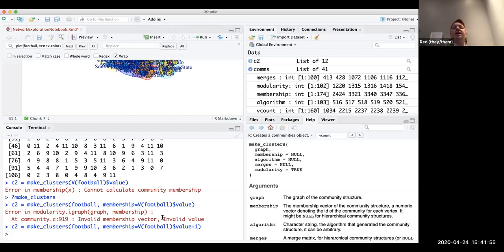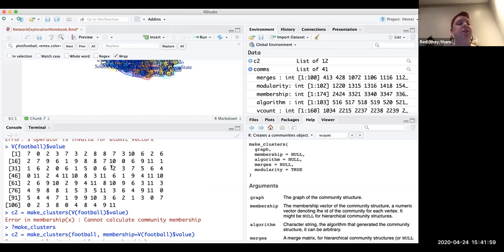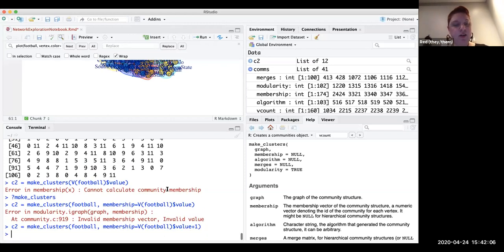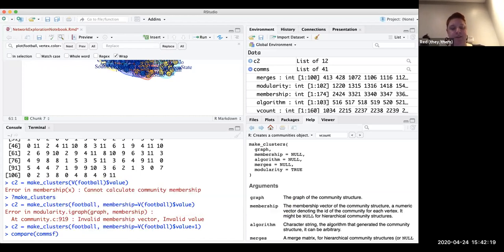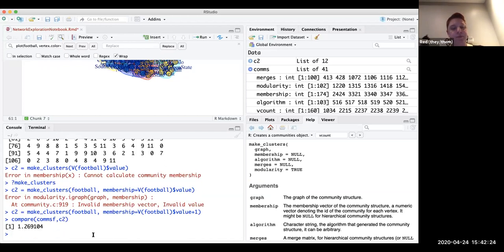We can't name a community a zero, so I have changed it so that the bottom number here is one instead of zero, and we've just added one to everything. So now we have two different sets of communities, and we can use that compare function to compare F to C2. And we get 1.269.